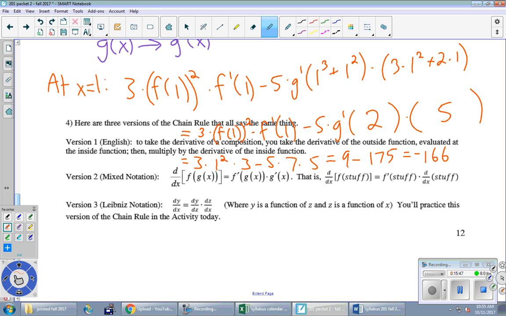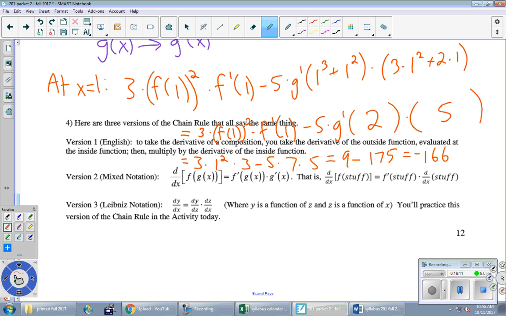And finally, Leibniz notation, which we haven't seen, but you will see in an activity today, dy dx. We know that's the derivative of y with respect to x. But if there's this other function z floating around someplace in between, dy dz times dz dx will be a way to get the final derivative. That dz dx is supposed to represent the derivative of the stuff. That'll become more clear during the activity.